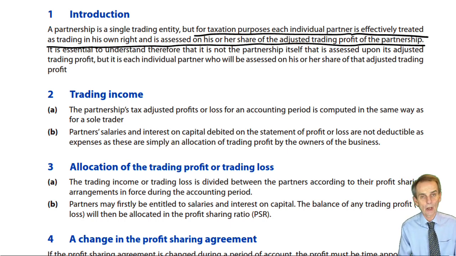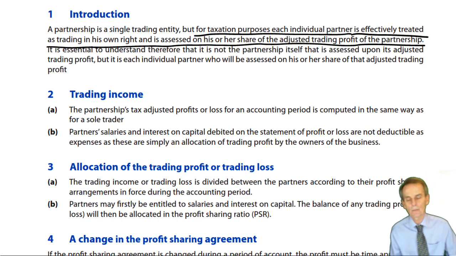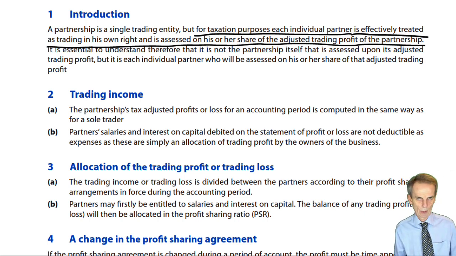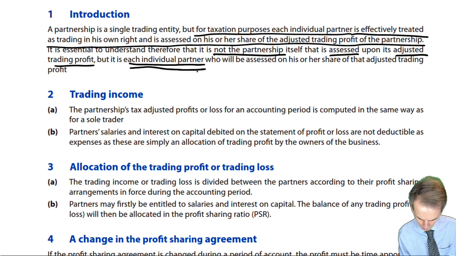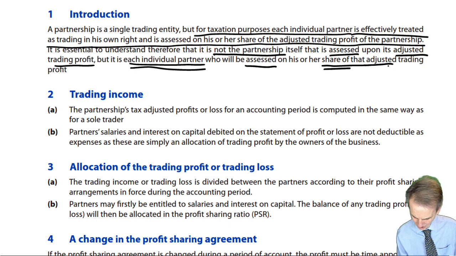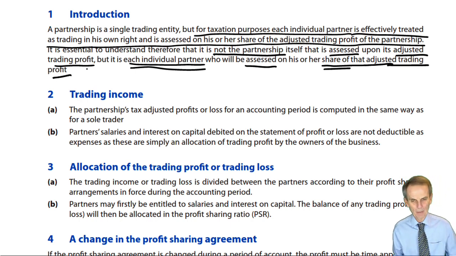We will, for the start of this chapter, be assuming that profits will arise. There is only a limited amount of knowledge that we need to have in terms of partnership losses. All the mechanical work will be dealing with profits. It is essential to understand, therefore, that it is not the partnership itself that is assessed upon its adjusted trading profit. It is each individual partner who will be assessed on their share of that adjusted trading profit.